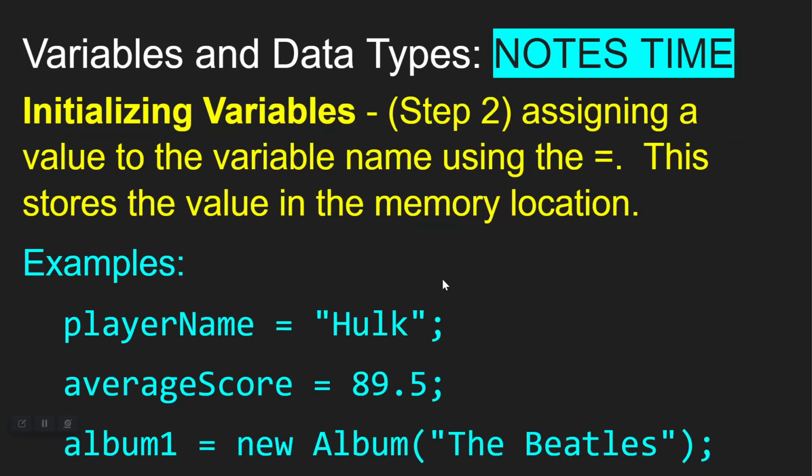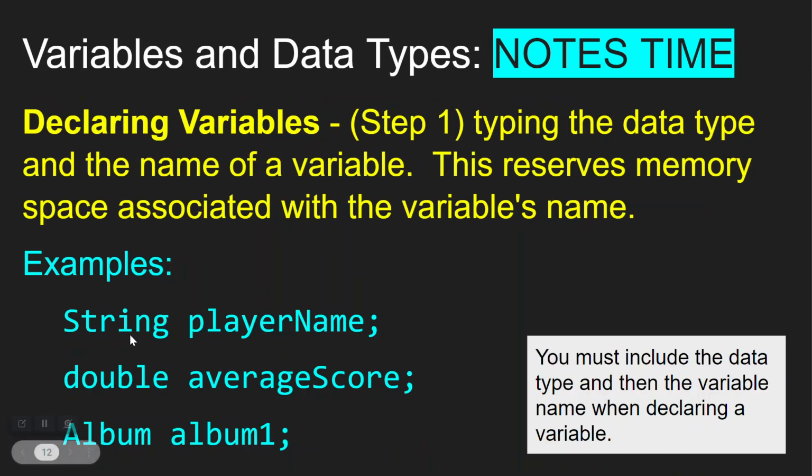Now the next step, of course, is initializing the variable, which is where we assign a value to the variable name using the equal sign. And this stores the value in that memory location. So before we said String playerName, that declared the variable.